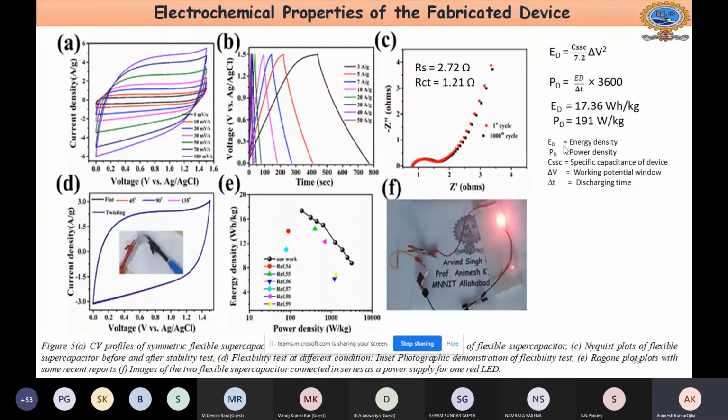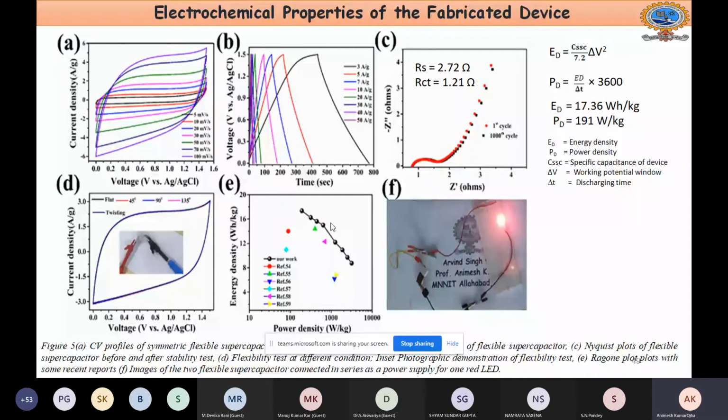Now here this shows the Ragone plot, and this result is better than whatever has been reported for carbon as an electrode material. In our case the value is relatively better than what has been reported in previous reports.